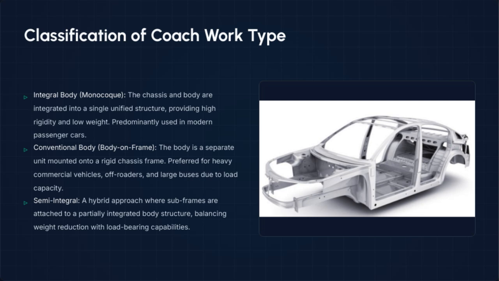Here, the chassis and body are integrated into a single, unified structure. This design offers high rigidity and is much lighter, which is why it's predominantly used in modern passenger cars. It improves performance and safety while reducing weight. Connecting this to the overall theme, understanding these different types helps us see how vehicle design balances factors like weight, strength, and application needs. Each type has its own advantages depending on what the vehicle is meant to do.